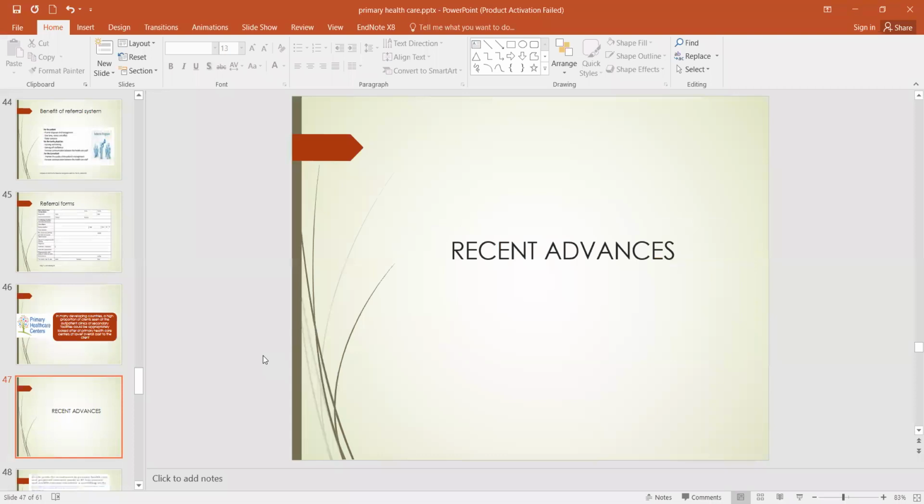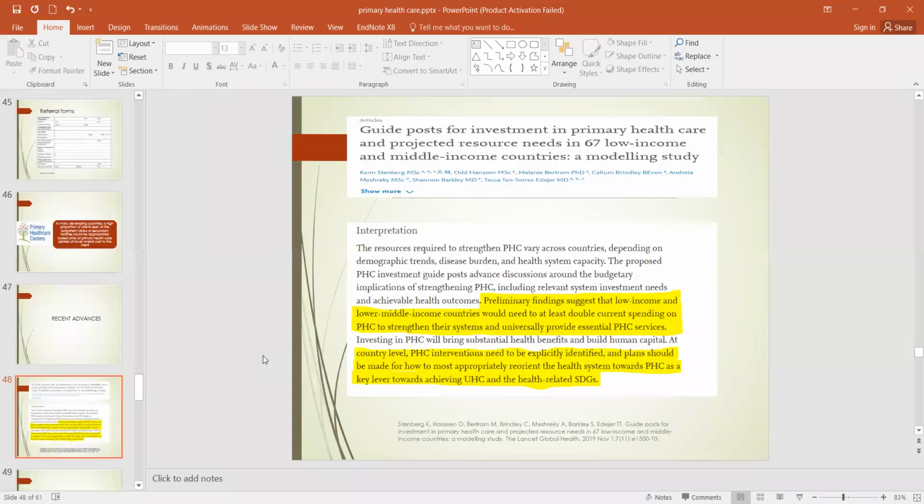Now it's time for recent advances. This is one of the articles which shows guidance for investment in primary healthcare and projected resource needs in 67 low-income and middle-income countries. Preliminary findings suggest that low-income and lower middle-income countries would need to at least double current spending on primary healthcare to strengthen their systems and universally provide essential primary healthcare services.